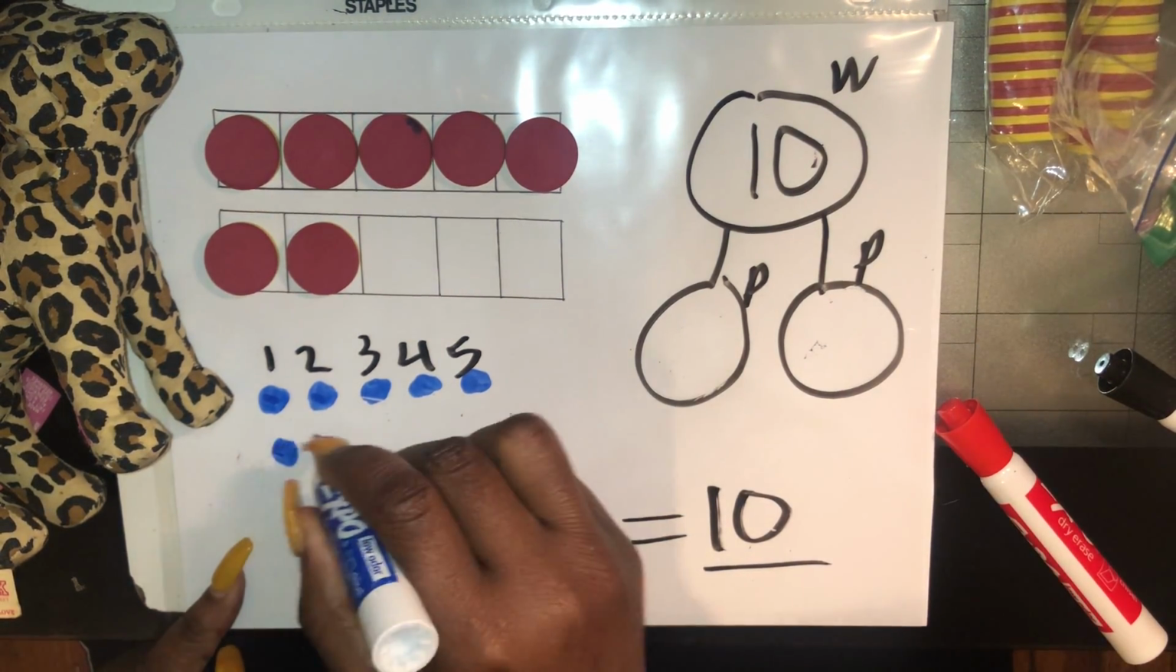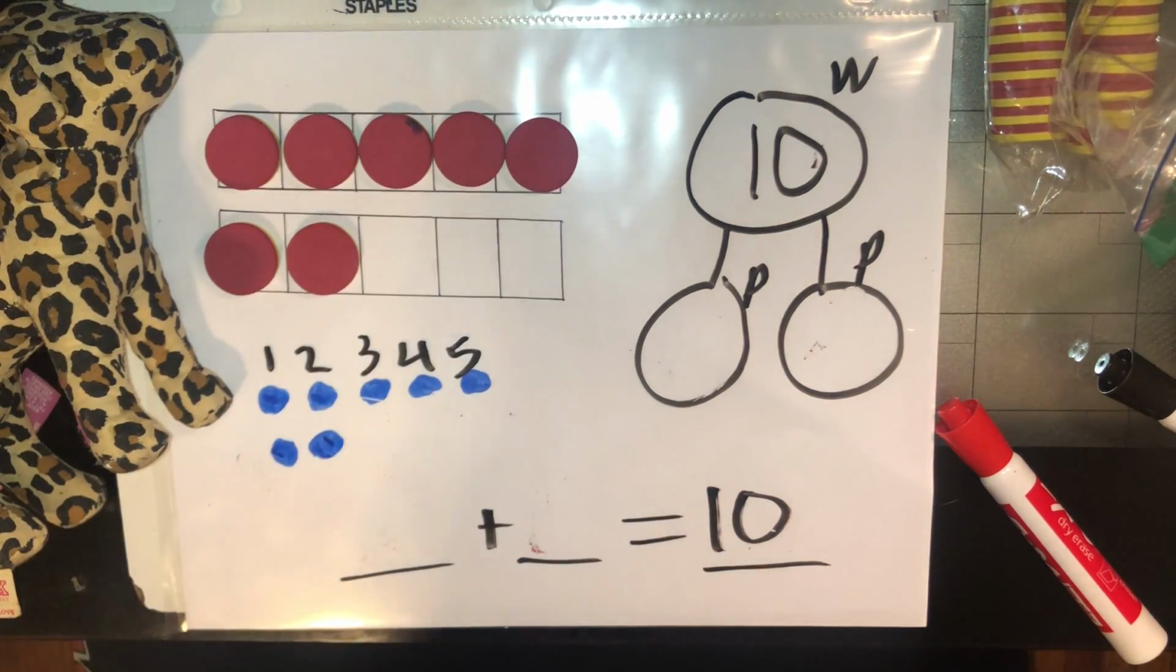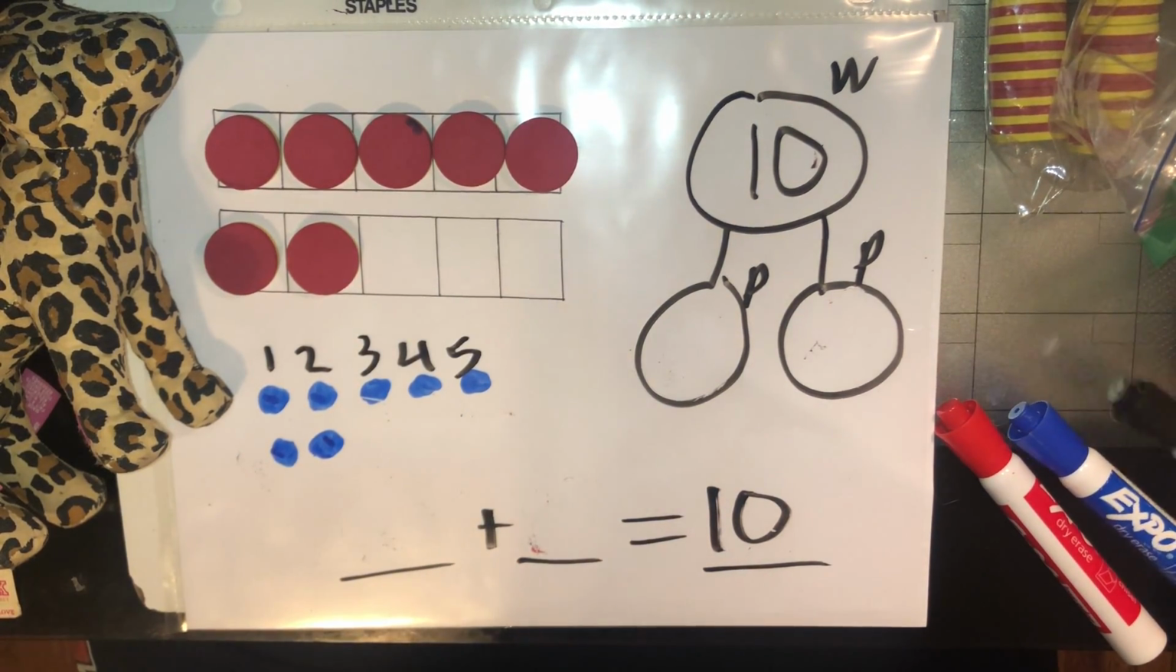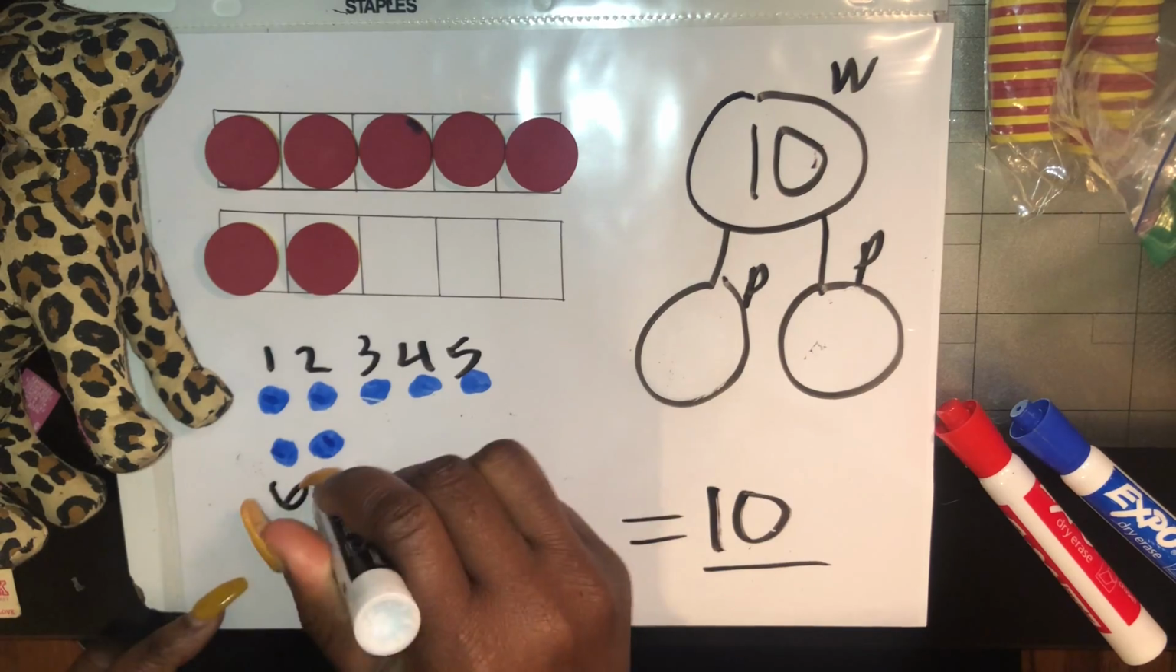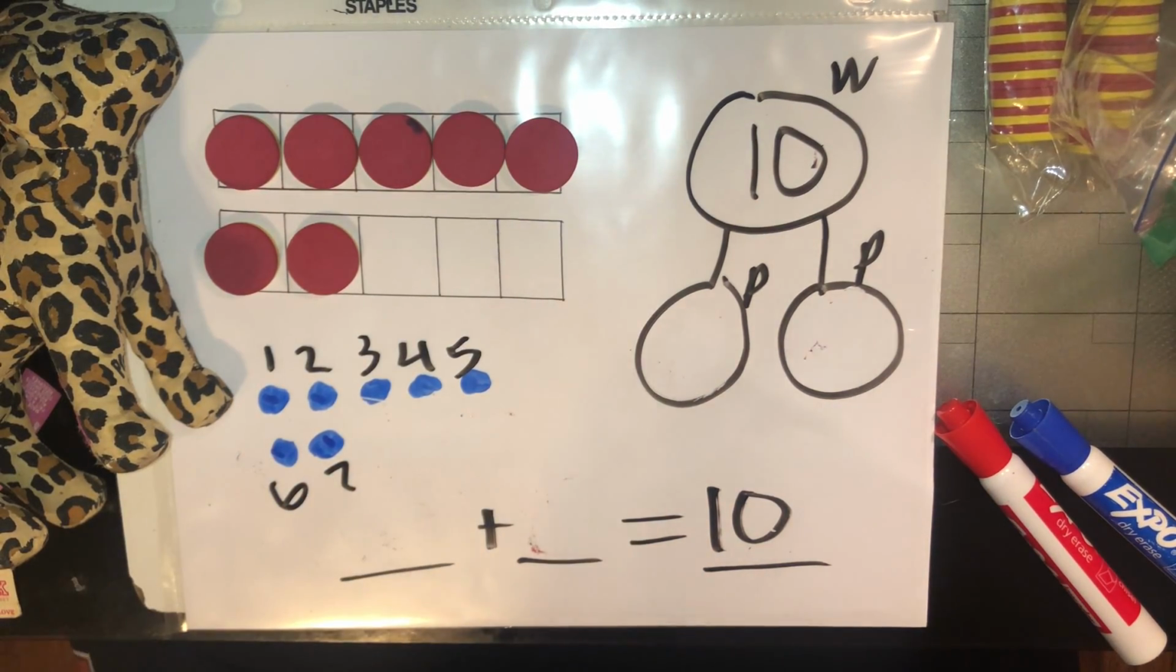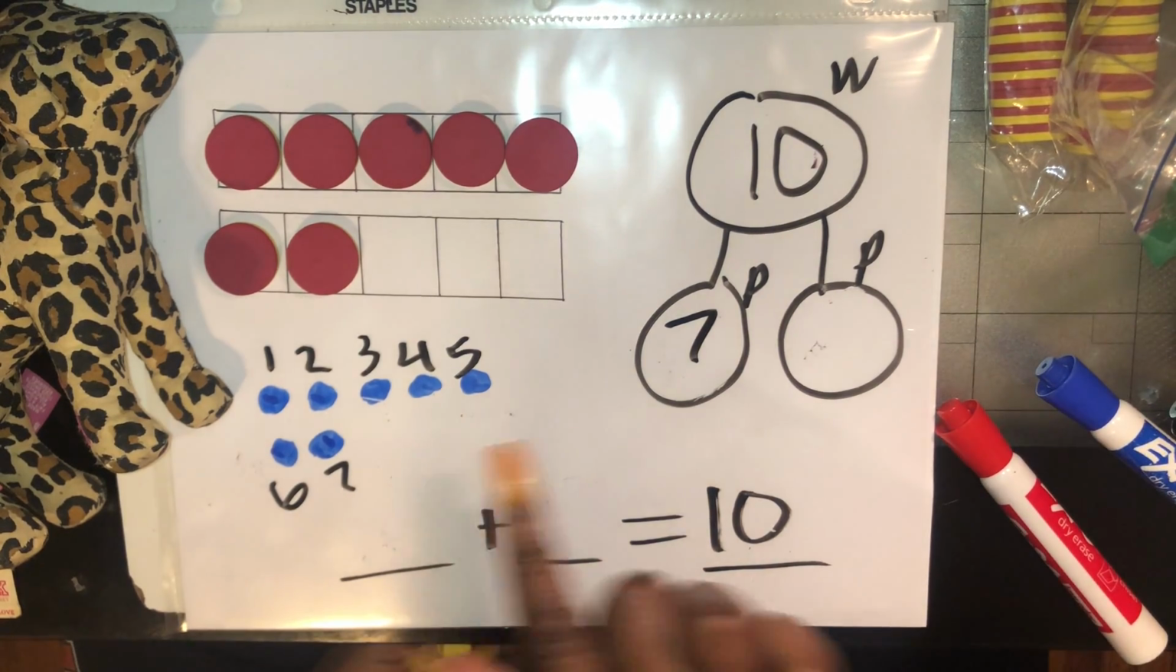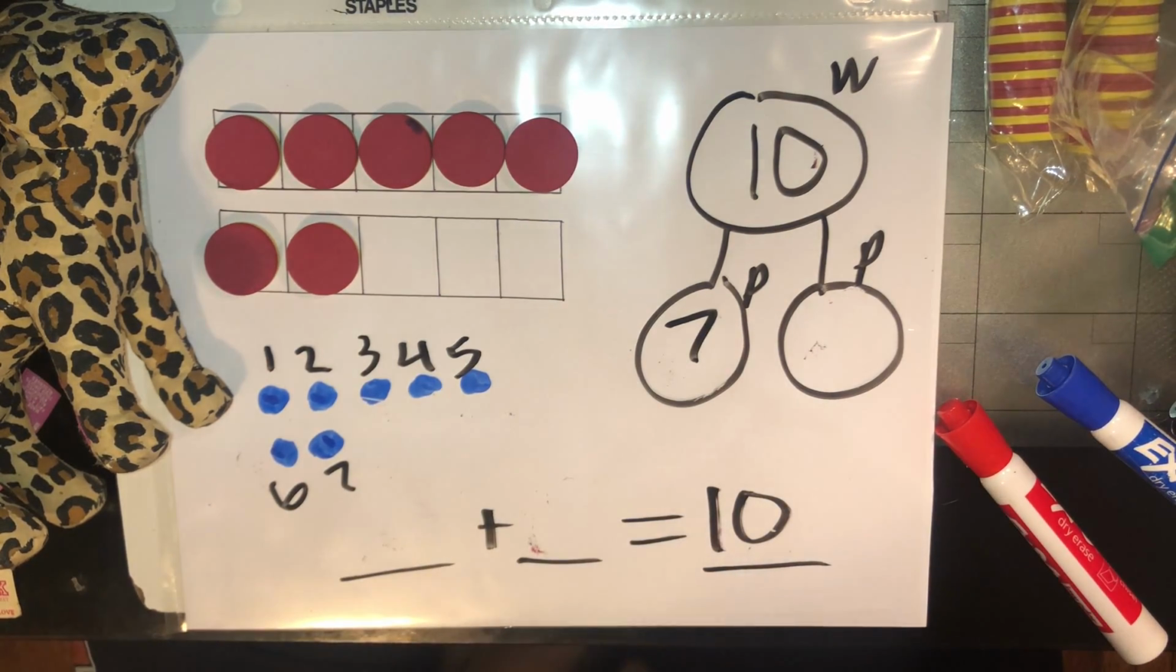1, 2, 3, 4, 5, 6, 7. I'm going to write the numbers. 6, 7. So we know that we have 7, right? We have 7 already. How many more do I need to make 10? Figure it out. Let me see.